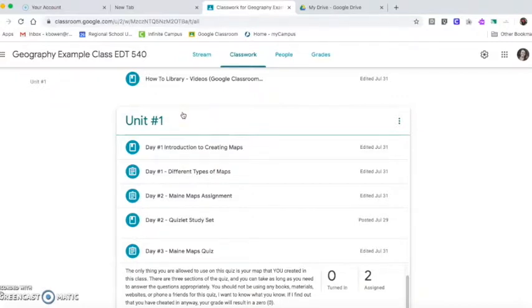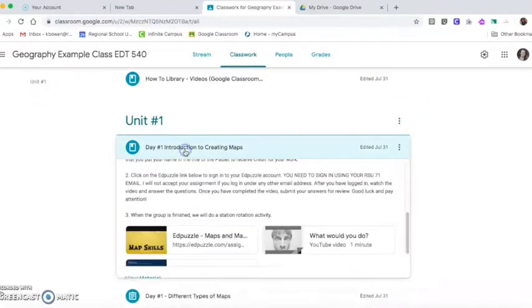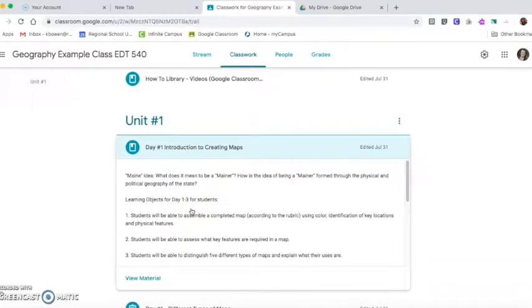This covers 1 to 3 days, 2.5 days of Unit 1. Unit 1 is a bigger unit, so it's probably 12 days in reality, but we wanted to take a small section to be able to focus on the quality of the work that we were producing. And so day 1 is the introduction to creating maps, and this is extremely similar to what I would be doing in class. And so the main idea is, what does it mean to be a Mainer? This is a question that would be throughout the entire unit.